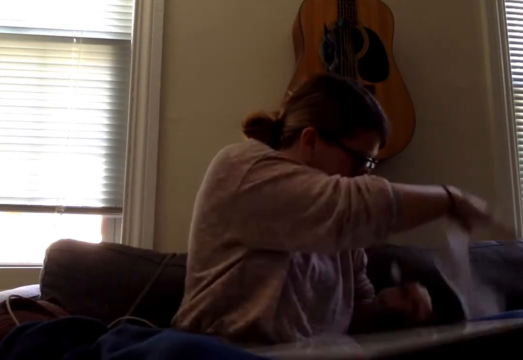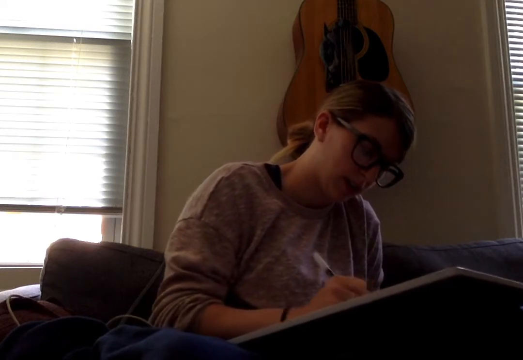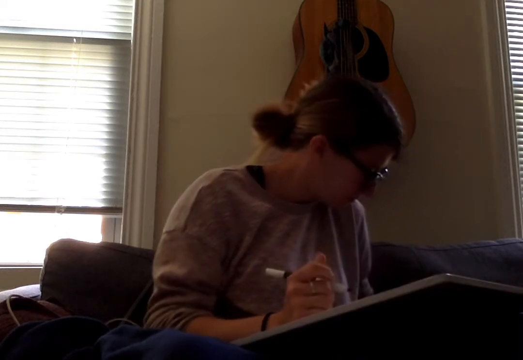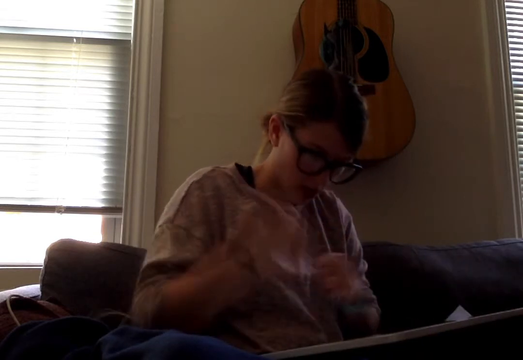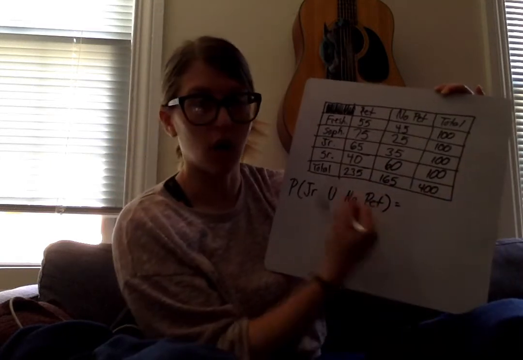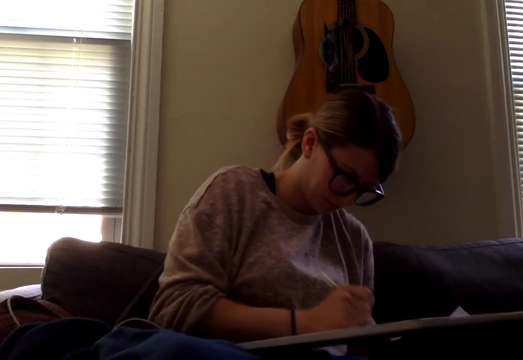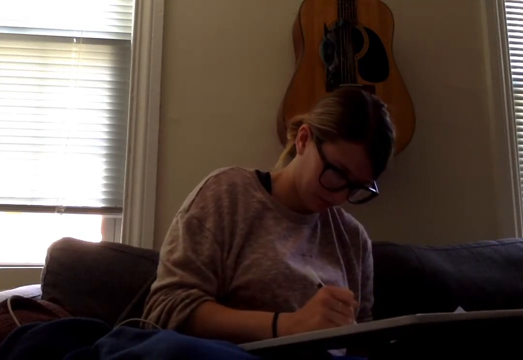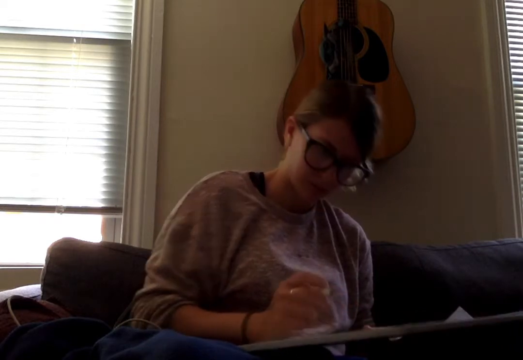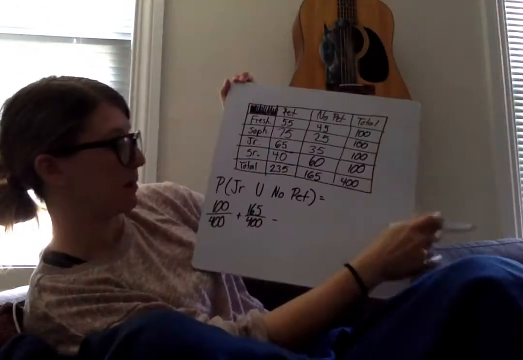So let's say, what's the probability of picking someone that is a junior or has no pet? Okay. So we're going to do the same thing. We want to include all the juniors, we want to include all the people with no pets, and then we want to subtract that intersection. So all the juniors, we got 100. All the no pets, we got 165. But then we have to subtract the juniors with no pets, and that's going to be 35.